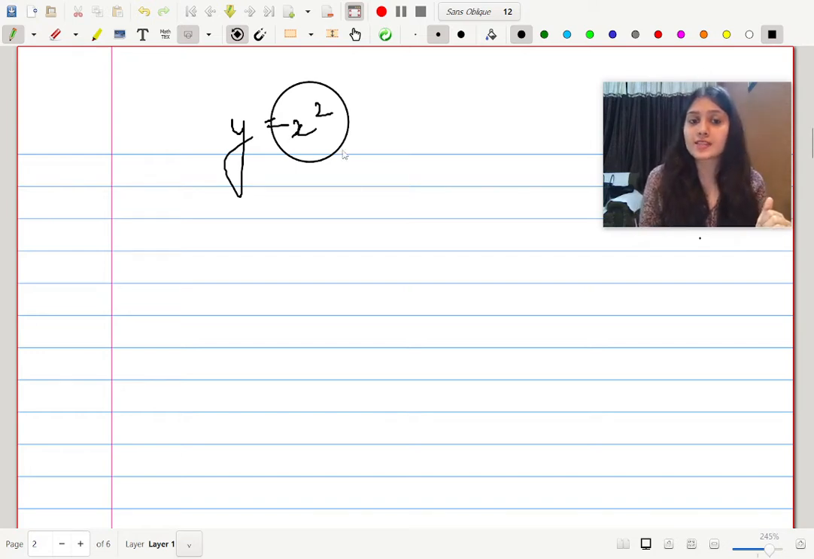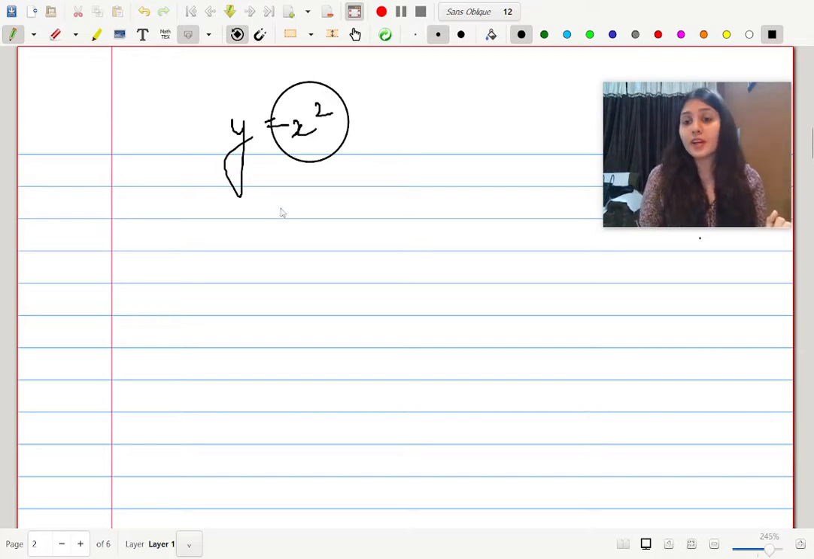Let's say the value of x is 1. y is going to be 1 squared, which is 1. Let's say the value of x is 2. y is going to be 2 squared, which is 4. So that's what it means when I say dependent and independent variables.